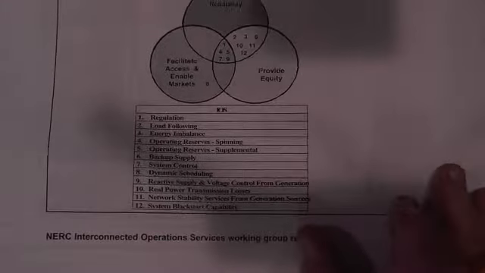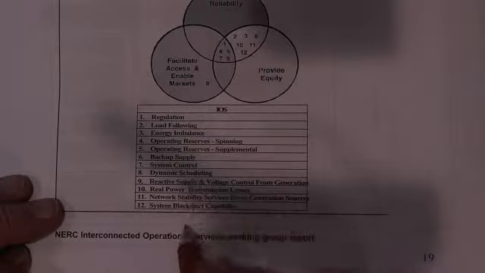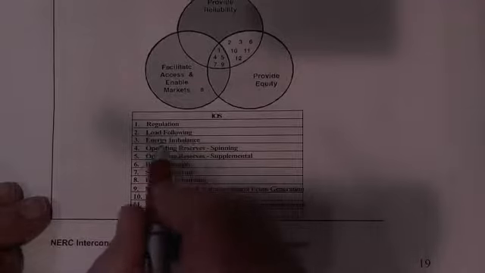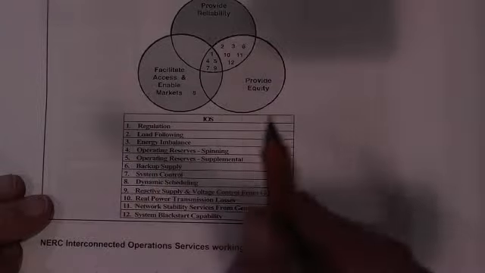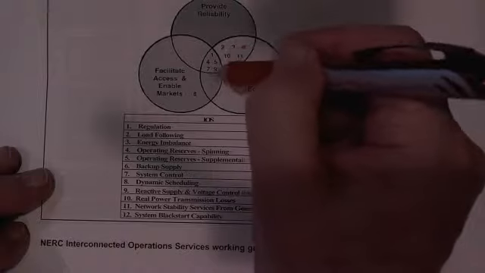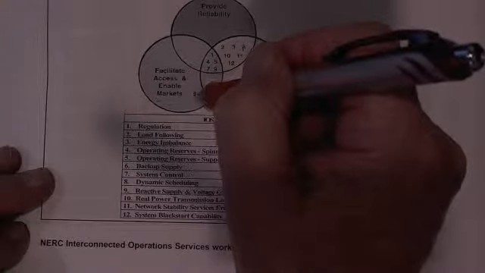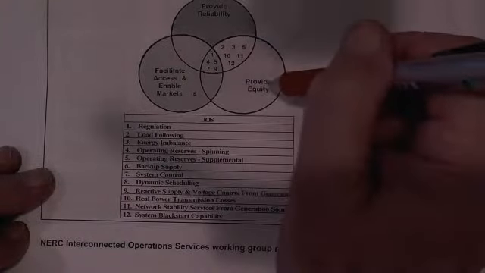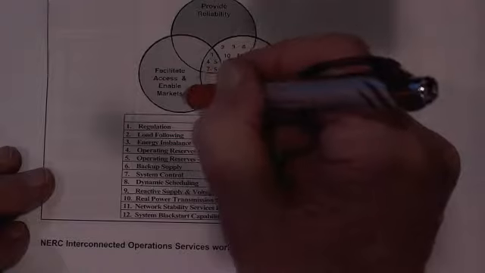Now here. You can read it. And these are all the ones that we've kind of listed here. Regulation, load following, and so forth. We've gone through all of these, and they're numbered. Reliability, what's in the circle for reliability, we've got the numbers in there. Facilitate access and enable markets. Now we put number 8. Dynamic scheduling is an example of that. This circle here. Oh, pardon me. Also 1, 4, 5, 7, 9 also are in this circle.